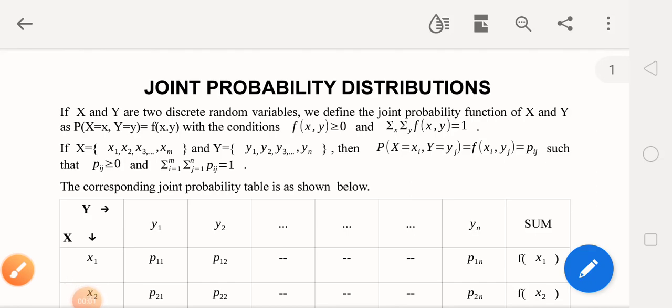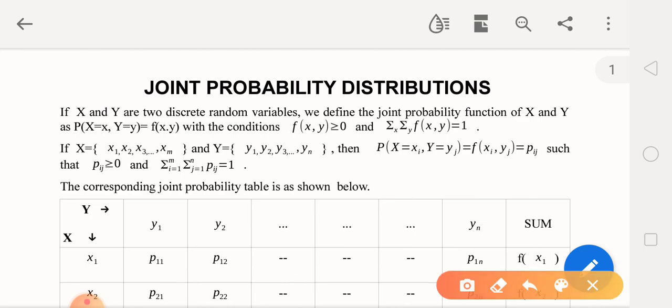Hello students, in this video I have discussed joint probability distributions. If X and Y are two discrete random variables, we define the joint probability function of X and Y as probability when X equal to x, Y equal to y is equal to f of x, y, such that f of x, y is greater than or equal to 0 and the sum of f of x comma y over all x values, over all y values, must be equal to 1.